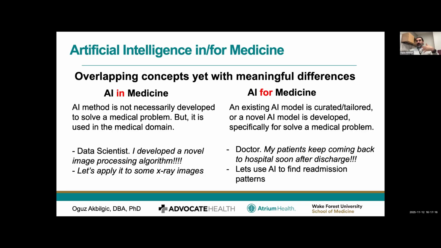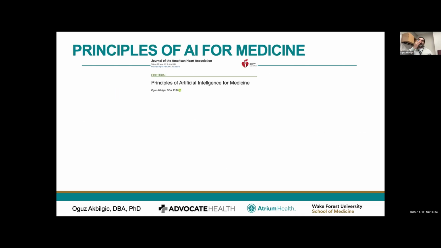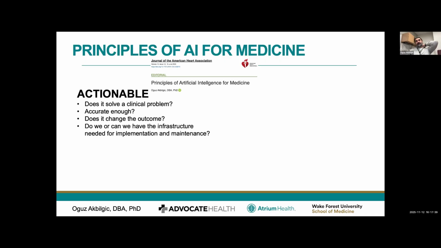But a doctor may have some problem, saying that my patients keep coming back to the hospital soon after discharge. And now we may try to find some AI models or develop novel AI models to solve that exact problem so that we can find patterns of the readmission that can guide clinical decision making. So if we talk about AI for medicine, we can lay out a couple of main rules or principles. First of all, it should be actionable. Does it solve a clinical problem? Is it accurate enough so that it will be clinically actionable?